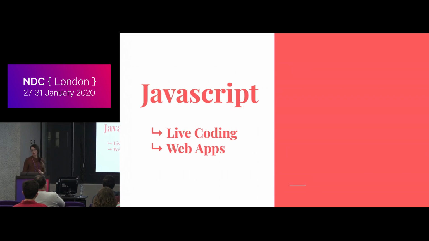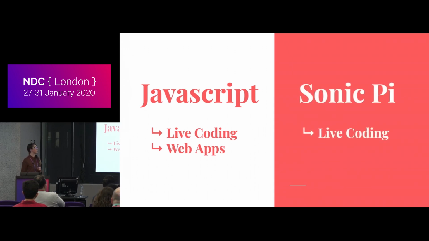And then we will talk about a totally different programming language, a language which was specially created for music programming. It is Sonic Pi. And I'm going to show you as well how we can do live coding and what would be the differences. Let's start with JavaScript.